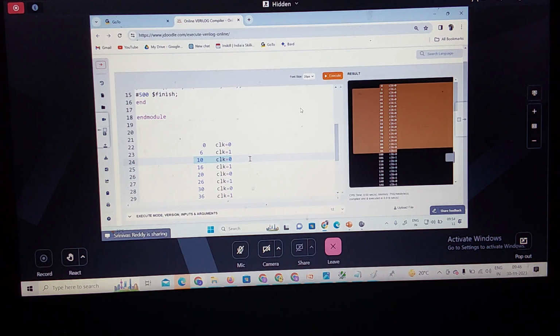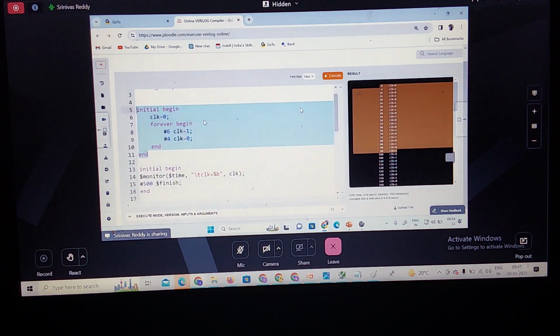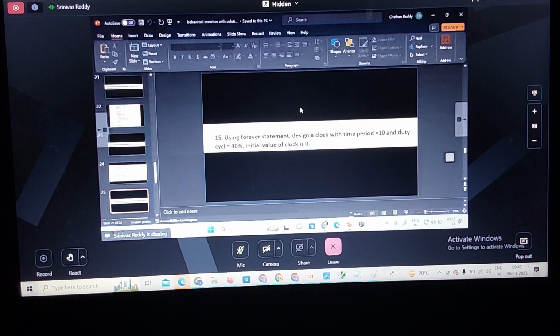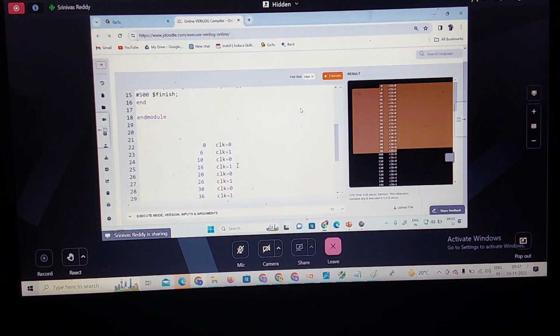We don't understand this. How do we generate the clock, using what loop are we using? Forever loop. With the duty cycle of 40% and time period 10. So this is the one. Let us copy this.